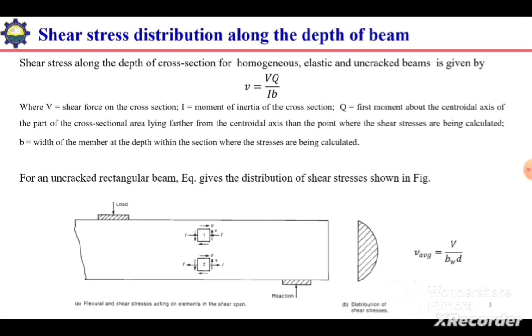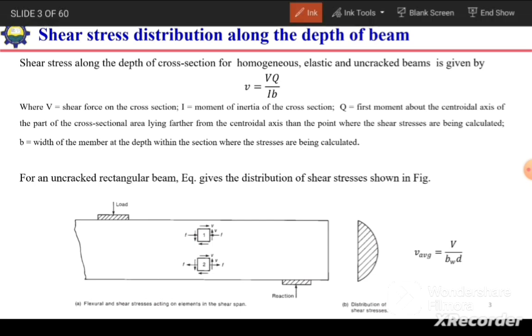In this video, we are going to discuss the shear stress distribution along the depth of a beam. Shear stress along the depth of the cross section for a homogeneous, elastic and uncracked beam is given by this expression. Shear stress is equal to VQ over IB.